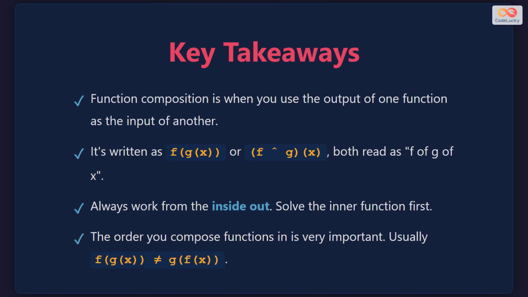Let's summarize what we've learned. Function composition means putting one function inside another. It's written as f of g of x. To solve, you must always evaluate the innermost part first and work your way outward. And finally, remember that the order is critical, as switching the functions will usually give you a different answer.